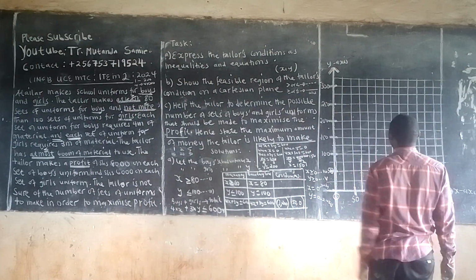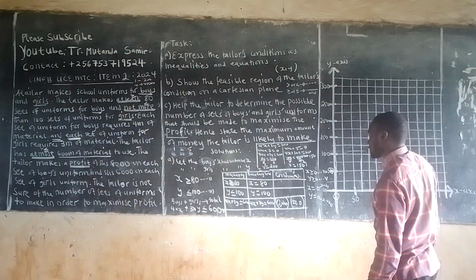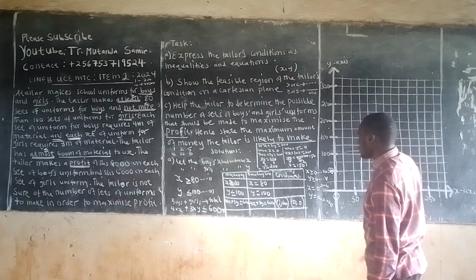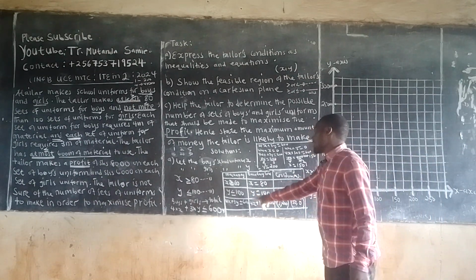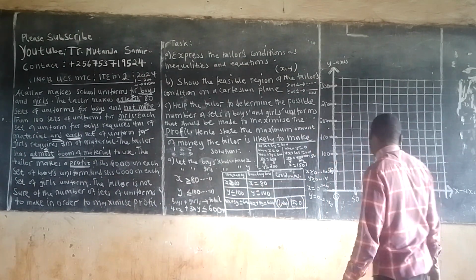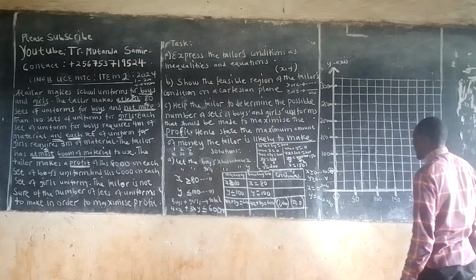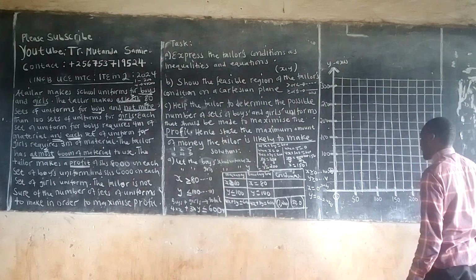Okay, let's plot. You plot x is equal to 80, meaning that go to the x-axis and look for 80.